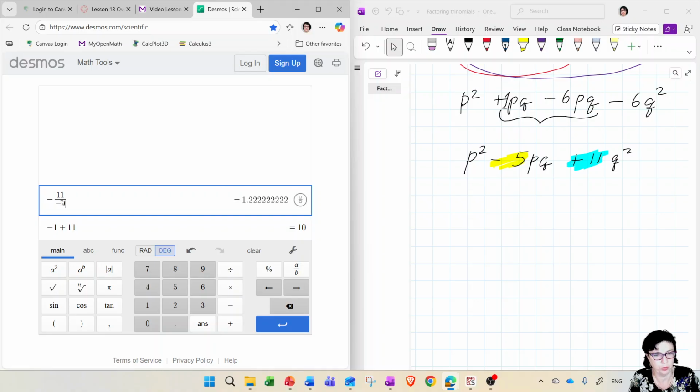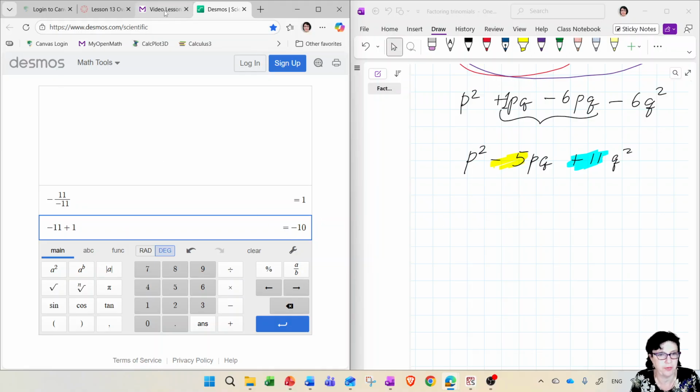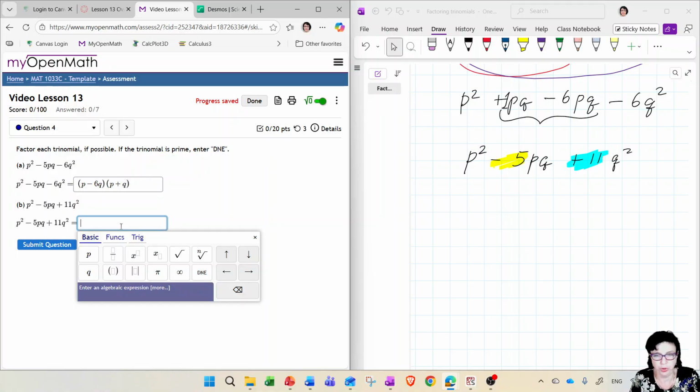So no matter what you do, you're not going to get an integer unless it's like 11. But again, it's either -11 plus 1, that's -10, or 11 minus 1, that's 10. That doesn't work. That's not equal to -5. So we were not able to factor this one using integer coefficients. And that's when a polynomial is called prime. So in this case, we're just going to put D, N, E for does not exist.